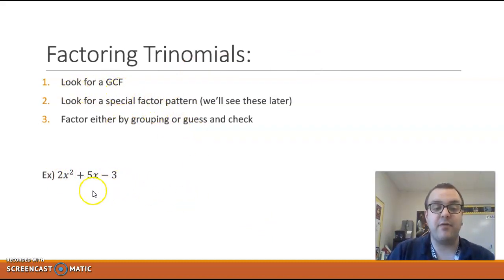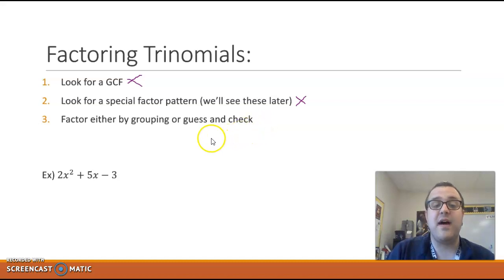Do I have a GCF? When I look at these, 2, 5, and negative 3, there's only an x in the first two terms. I do not have a GCF. I don't have to do that. Is this a special factor pattern? We'll be reviewing those a little bit later, but I'll tell you for right now, no, it is not a special factor pattern. So that means we're left with just doing grouping or guess and check.